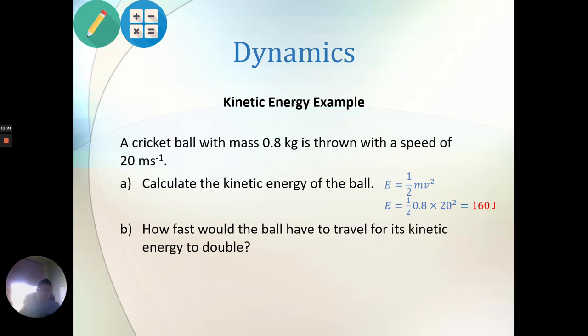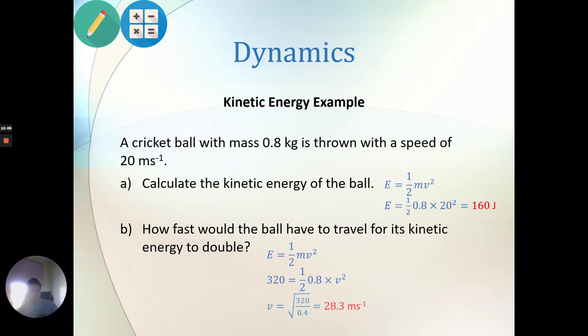For part B, we're asked, how fast would the ball have to travel for its kinetic energy to double? The first part of that is we need to write in the equation, E equals a half mv squared. We want to know how fast it would travel for its kinetic energy to double. That means that we're trying to find what this is when the kinetic energy is double 160 joules. So the energy would be 320 joules equals a half the mass times the same, 0.8 times v squared.